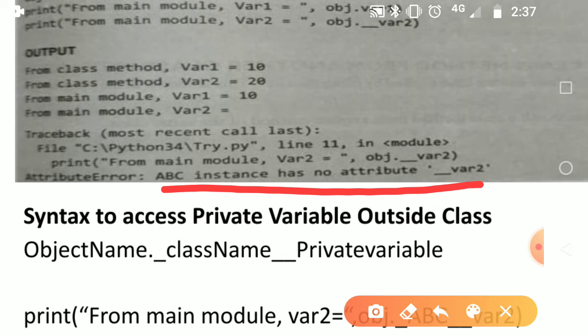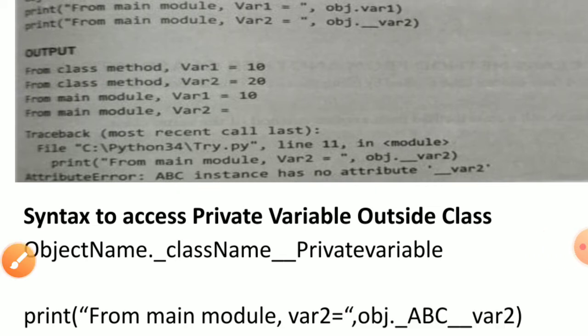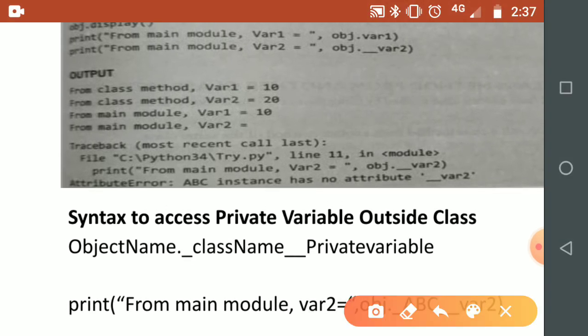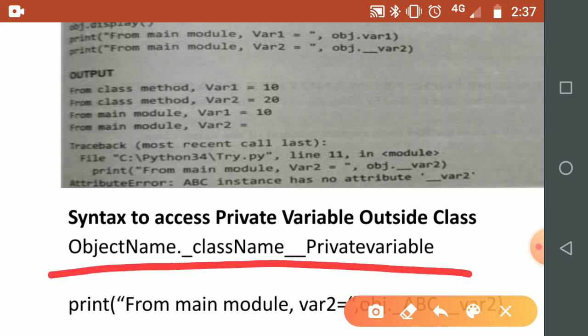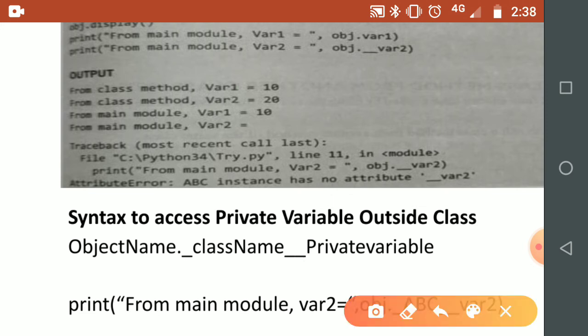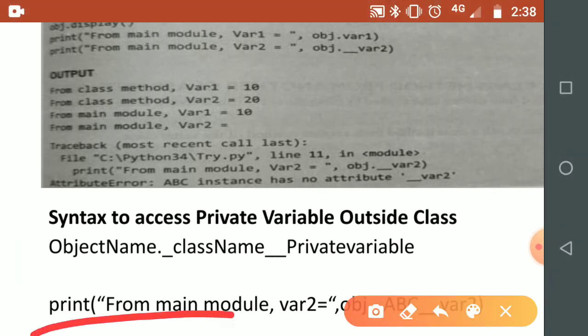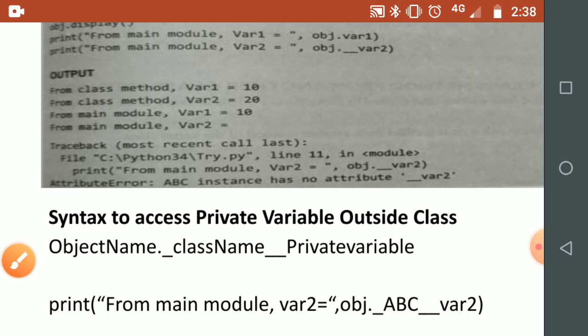If it is very necessary to access that private variable outside the class, there is an option in Python. In that case you have to follow this syntax: object name dot single underscore class name double underscore private variable name. By using that syntax you can access it like this. Just look at the last line: print "from main module var2 is equal to" obj._ABC__var2. In this way you can access that variable.